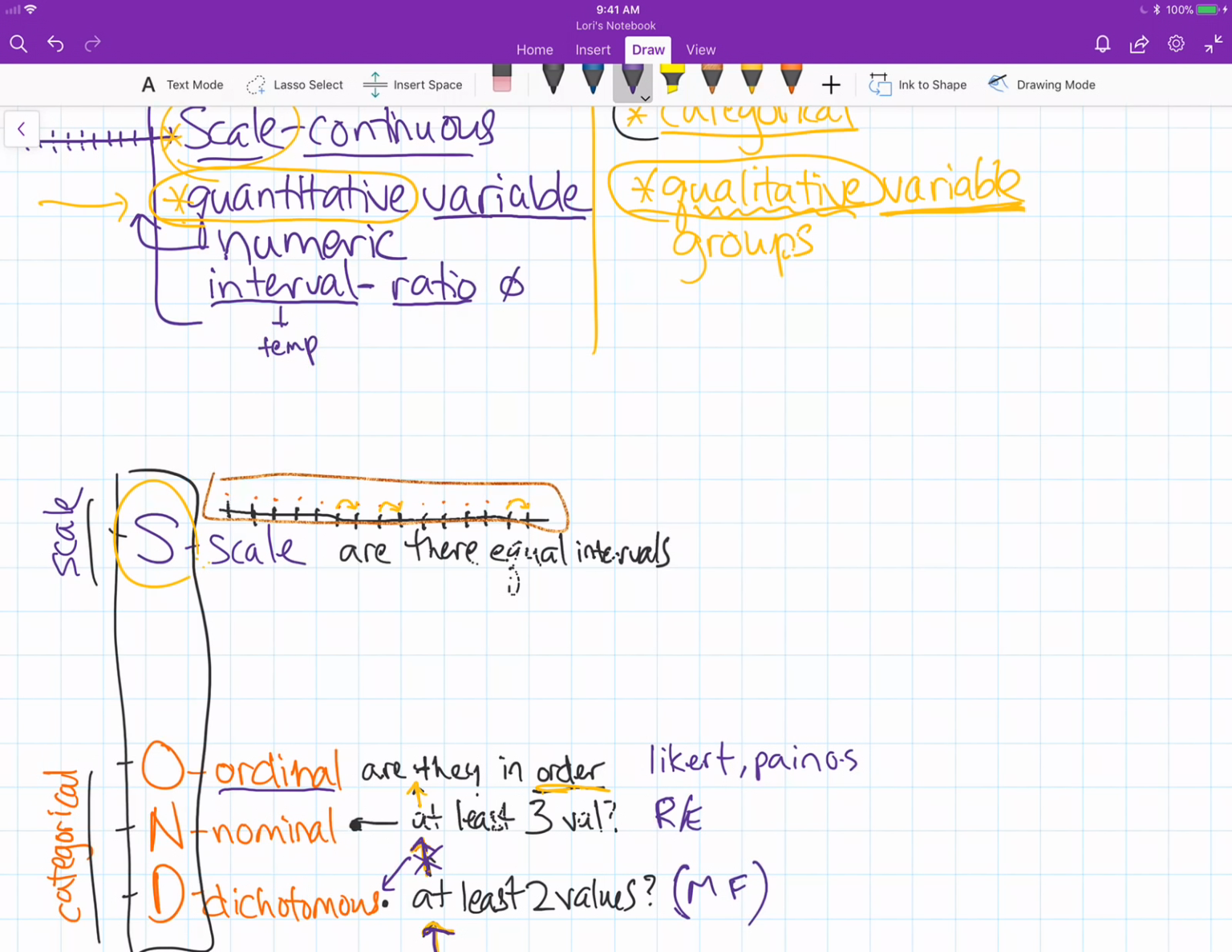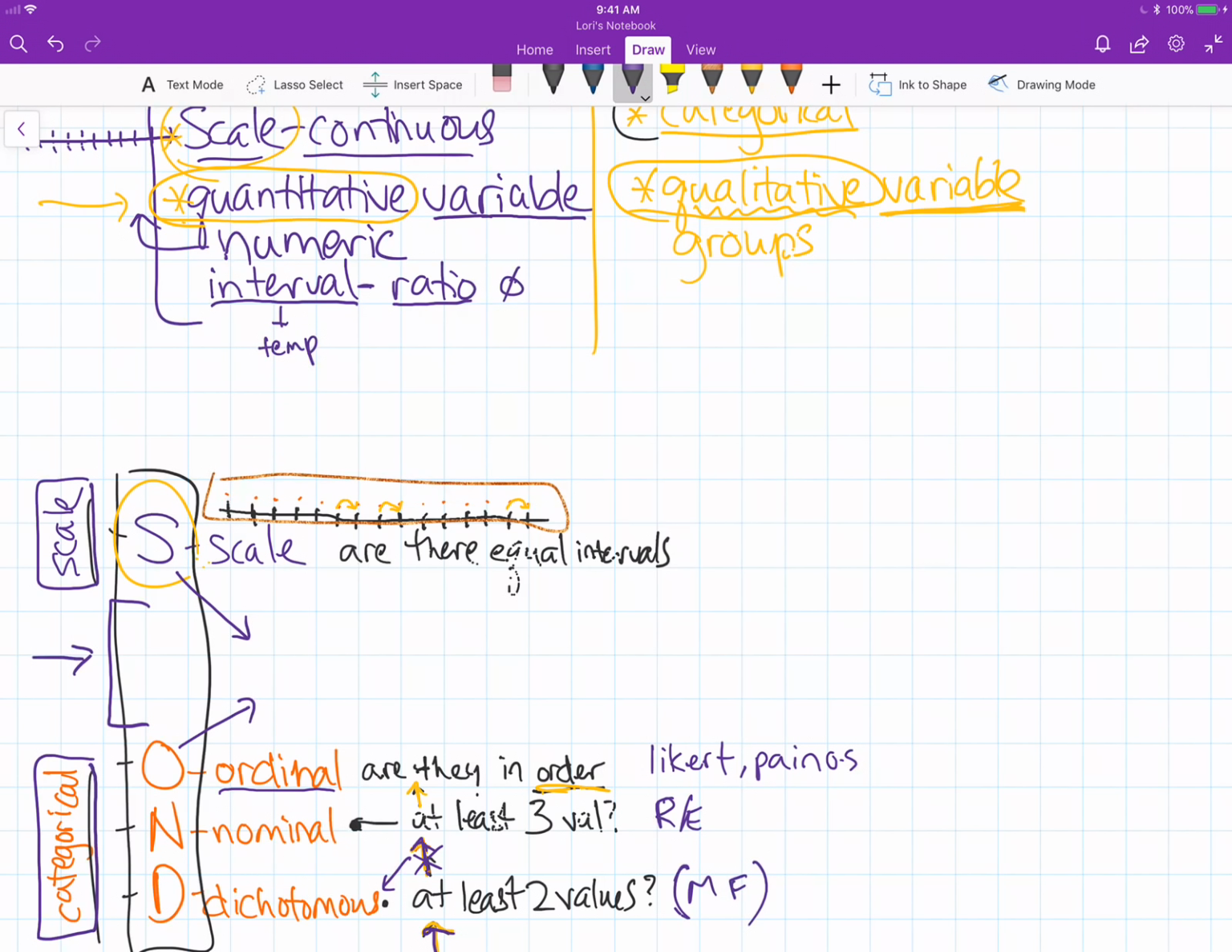There's a special thing that happens to ordinal variables where they get promoted, and to scale variables where they get demoted, and they create this whole new category. So I have scale variables up here, and I have categorical variables down here. And then I have this brand new category in the middle. And what happens is I create this new variable, and it has different kinds of graphs that go with it and different kinds of descriptive statistics.